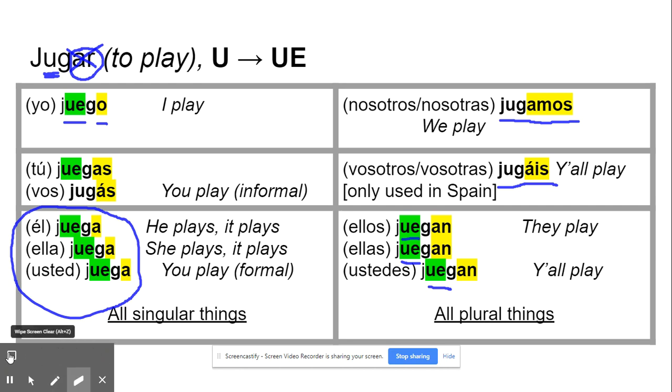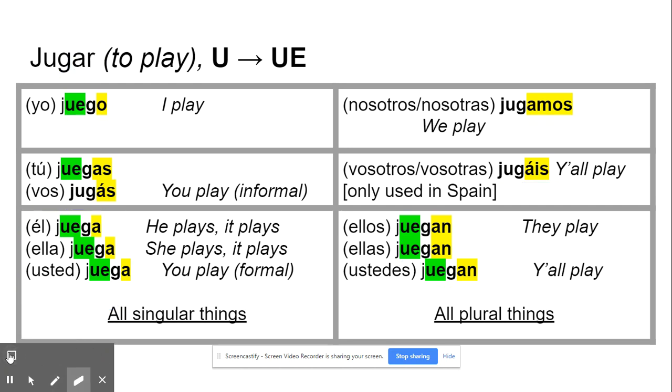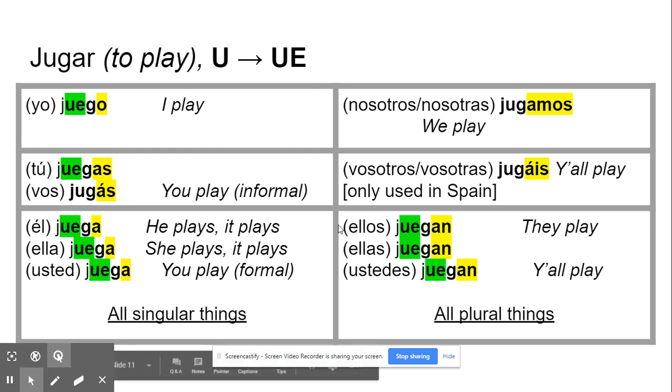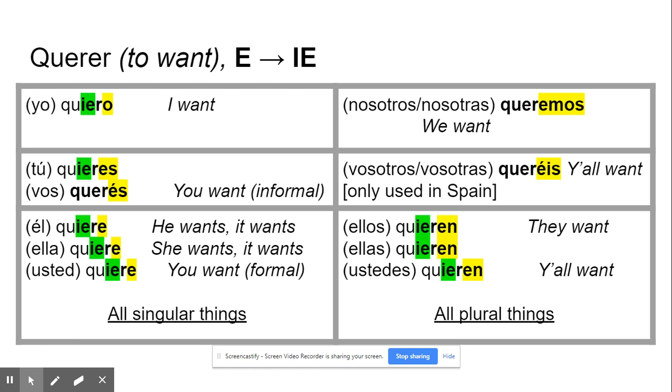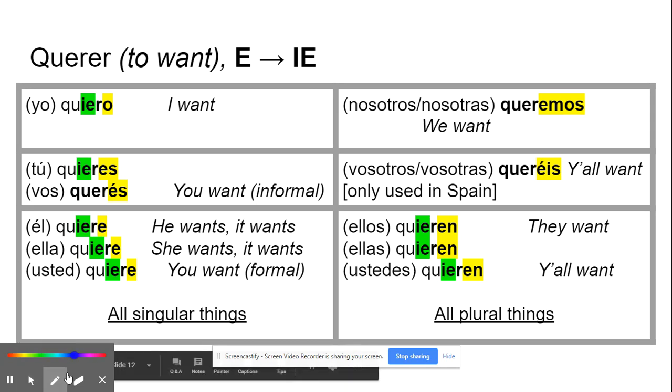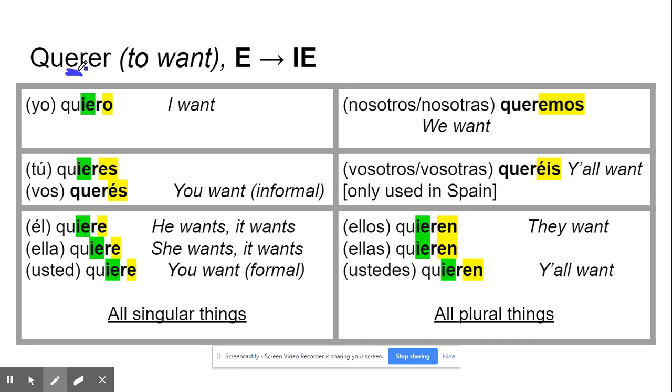That is our U to UE stem changing verbs. Then we have a couple different other kinds of stem changing verbs. We have the E to IE, and as you guys can guess, that E, I'll show you right here, is going to change to an IE in the verb querer. Now, we haven't reviewed this verb yet. Maybe you remembered it from last year.